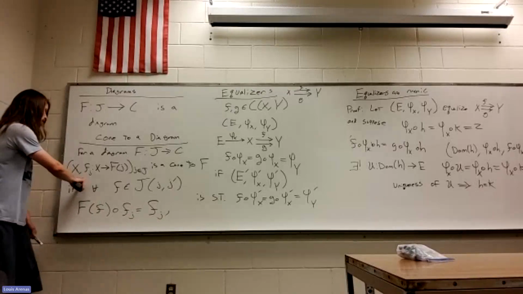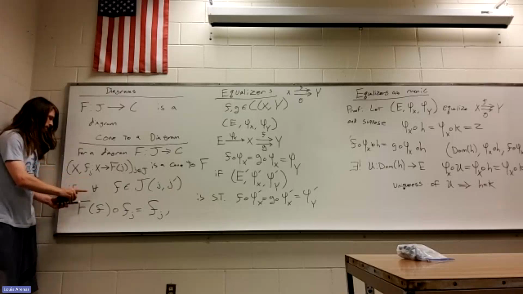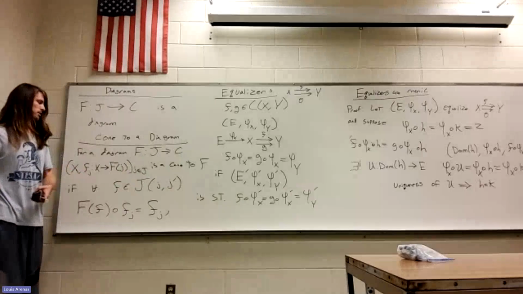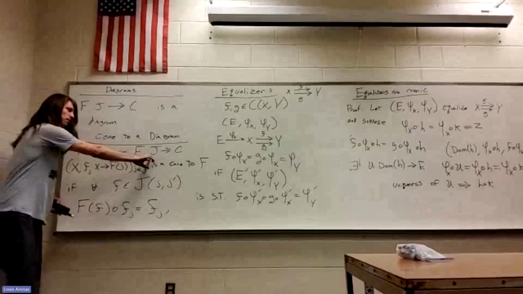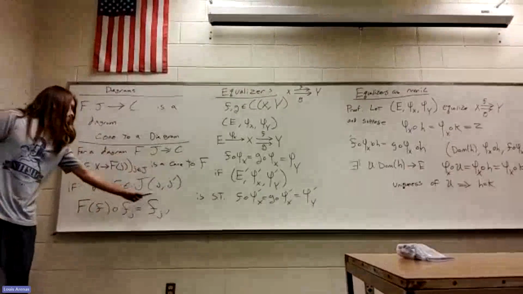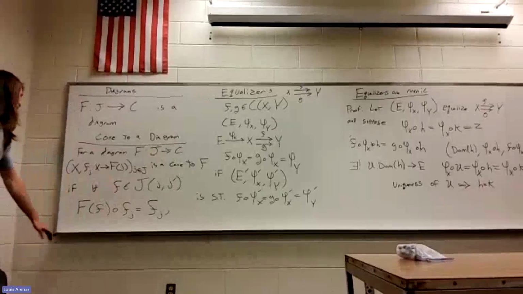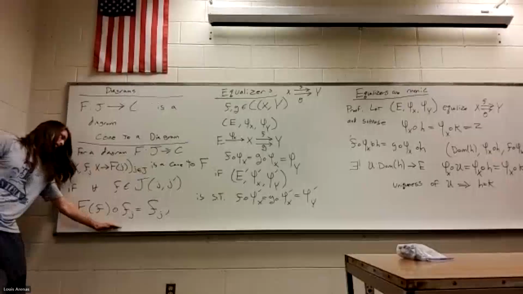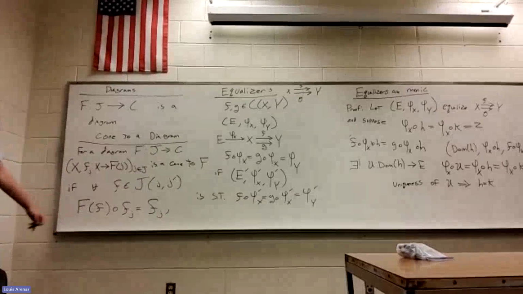It's going to be an object and a collection of morphisms to the image object of my diagram. And for every relationship between the objects in my index category, for all the morphisms between my index objects, I expect the morphisms of my cone to preserve them somehow, to satisfy this.